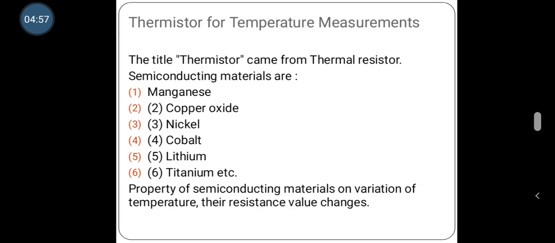The word thermistor comes from thermal resistance. So the combination of thermal and resistor is nothing but the thermistor. The semiconducting materials are manganese, copper oxide, nickel, cobalt, lithium and titanium, etc. A property of semiconducting material is that on variation of temperature, their resistance value changes.